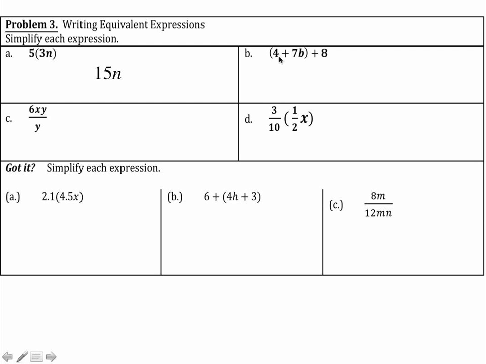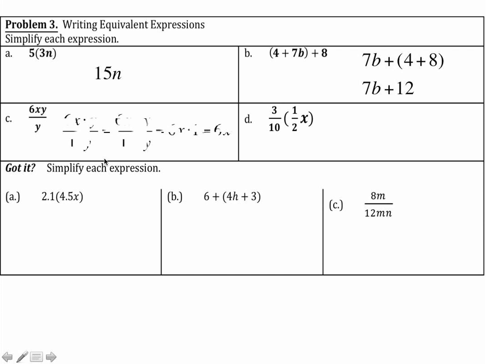Over here, I have to add 4 plus 7b. Well, I can't because they're not like terms. But then I'm going to add 8 to it later on. So it's probably easier to just see it as 7b plus the 4 plus the 8. Well, the 4 plus the 8 is just 12. So 7b plus 12. If you had 12 plus 7b, that would also be the same, because again, that's just flipping the order around. There's your commutative property of addition. Over here, 6xy, well, that means 6 times x times y, and then that whole thing divided by y.